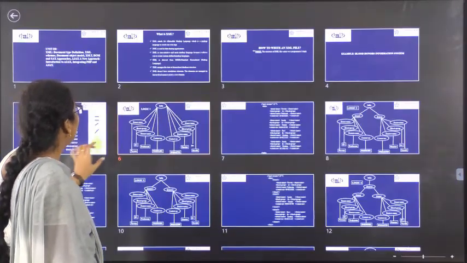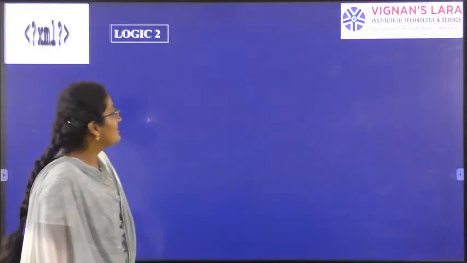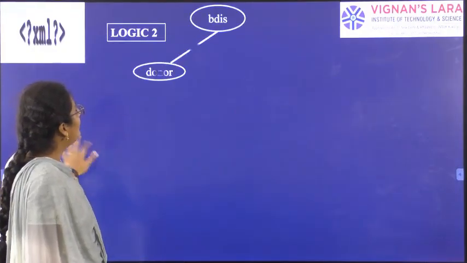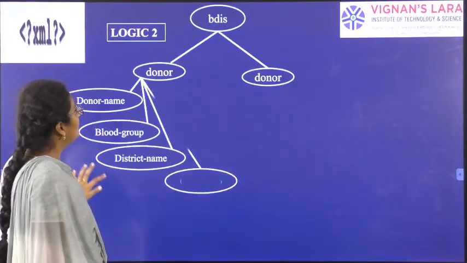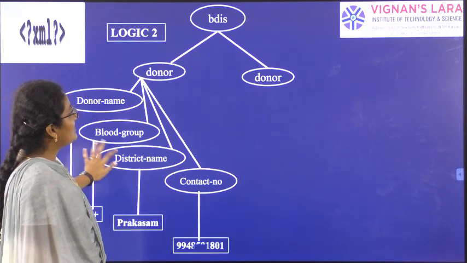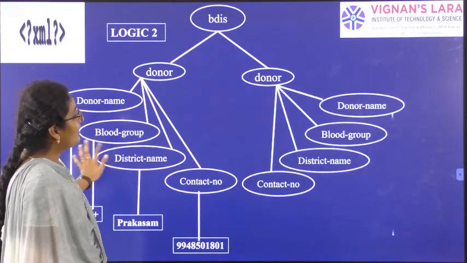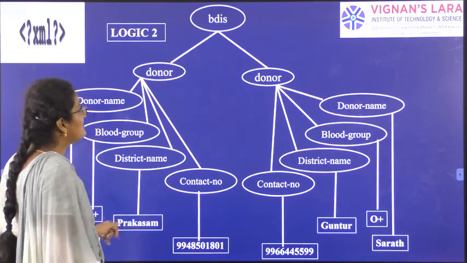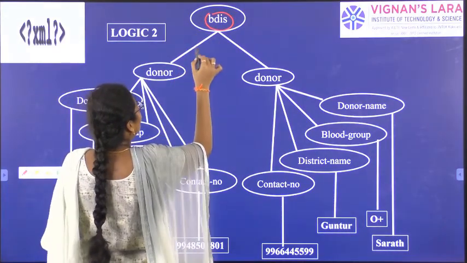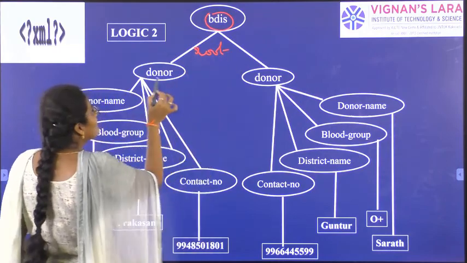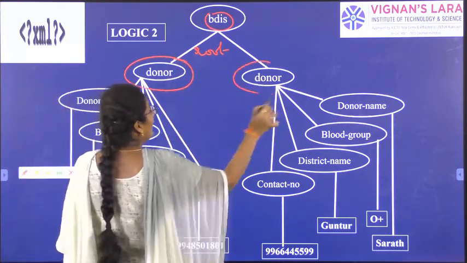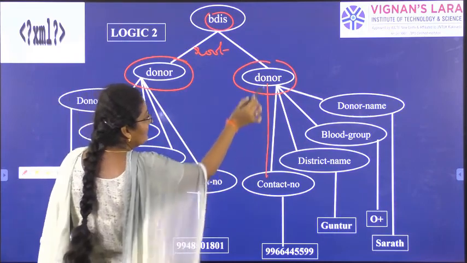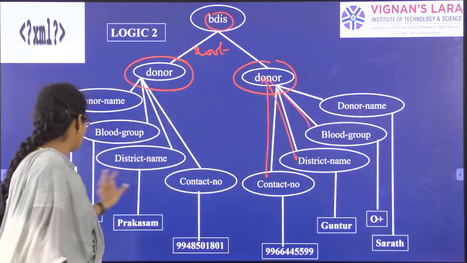Otherwise, this is logic 2. This is logic 2 where you have created some child root nodes. So this is logic 2 where BDIS is the root element and we can create some subroot elements like donors, and from them for donor we have the properties. So we'll see the example.